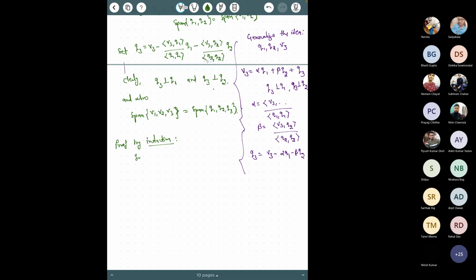So what does it mean? You can use induction this way. I'm just writing this, and you can verify the details. If you have any doubt, I can explain in the next class so that I don't have to repeat the same thing then. So suppose, for m less than n, an orthogonal set, let's say q1 to qm, has been constructed.